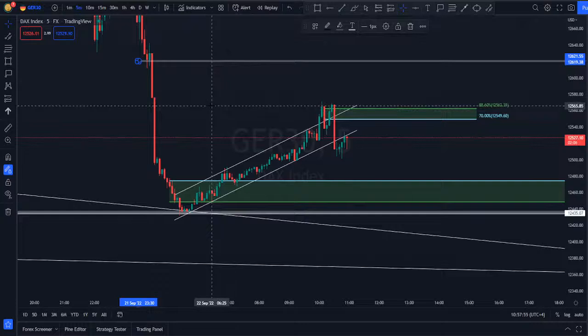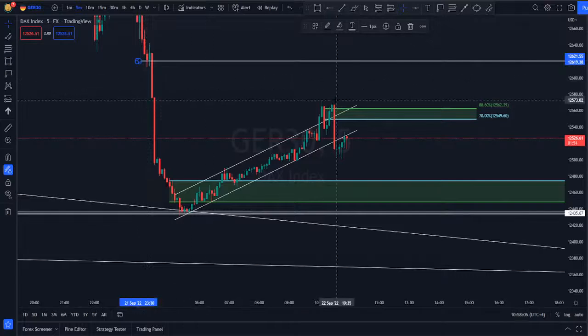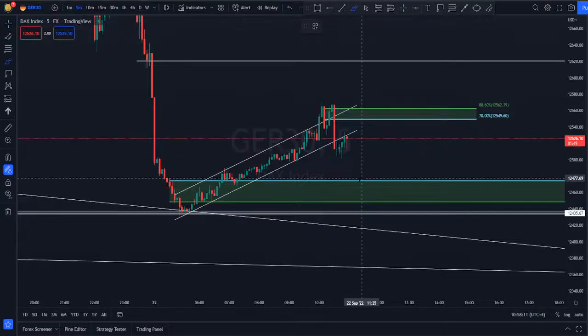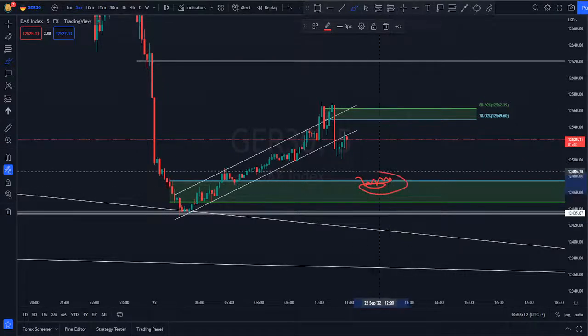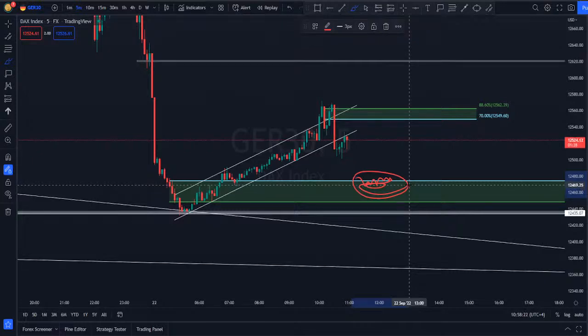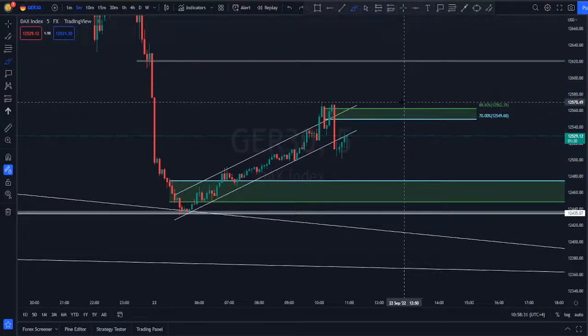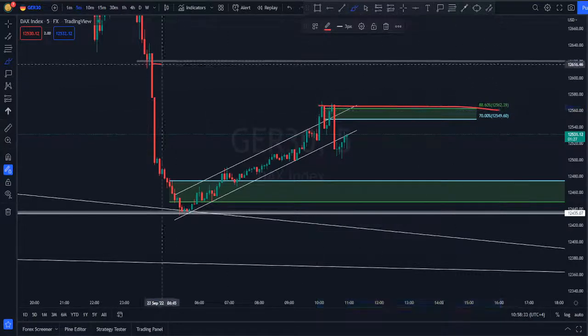My expectations today are quite high for the German index. What I would like to see here is for price to touch this level, 124.47. Okay, if price kisses this level, what we expect to happen is a pump, and our respective take profits are going to be this level 1 and this level 2.